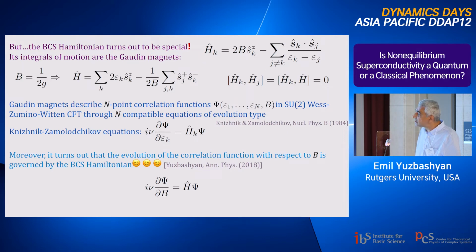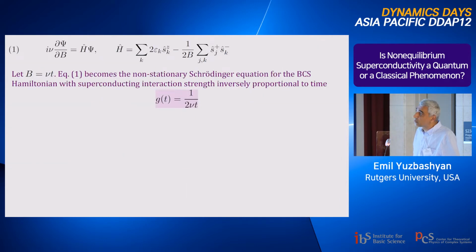In addition to epsilons, we have one more parameter in this correlation function. And it turns out that its evolution with respect to this parameter is governed by nothing but the BCS Hamiltonian. So here, in this evolution equation, I have the BCS Hamiltonian on the right-hand side. Okay, so what do we have? We have this evolution equation, and this is the BCS Hamiltonian with coupling 1 over 2B.